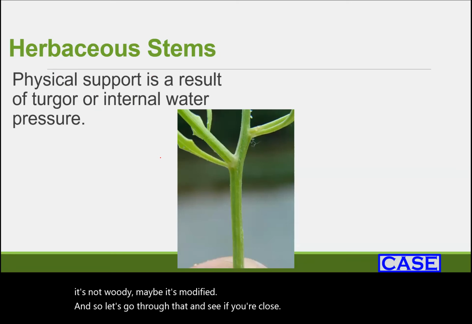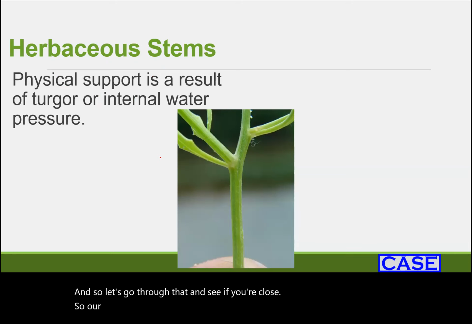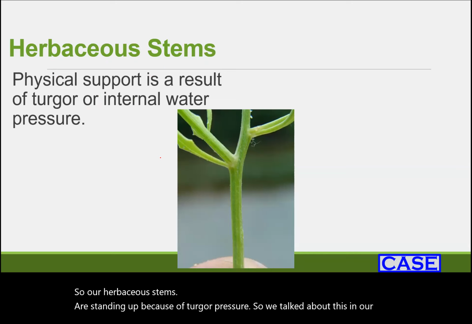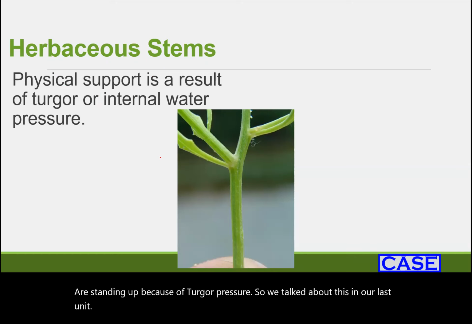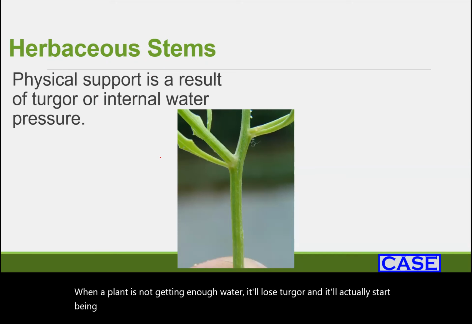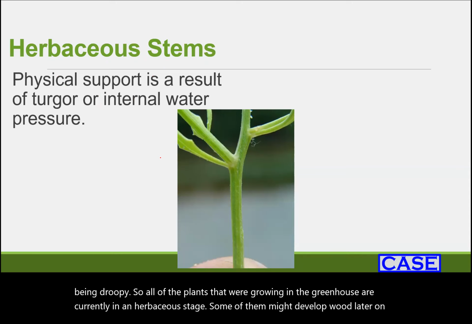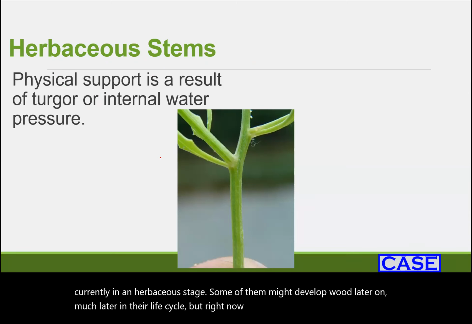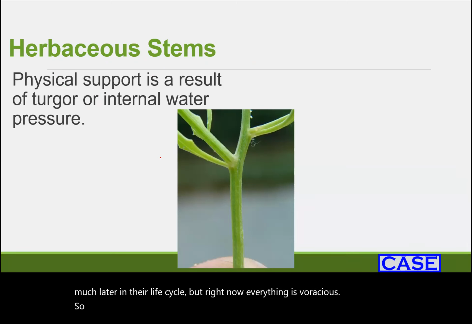So our herbaceous stems are standing up because of turgor pressure. We talked about this in our last unit. When a plant is not getting enough water, it'll lose turgor and it'll actually start being droopy. All of the plants that we're growing in the greenhouse are currently in an herbaceous stage. Some of them might develop wood much later in their life cycle, but right now everything is herbaceous.